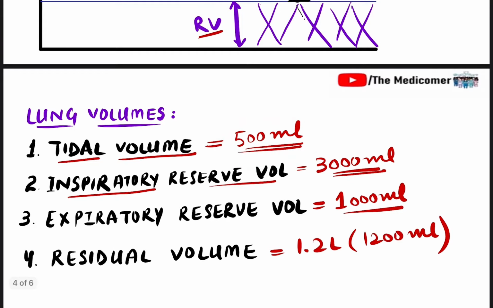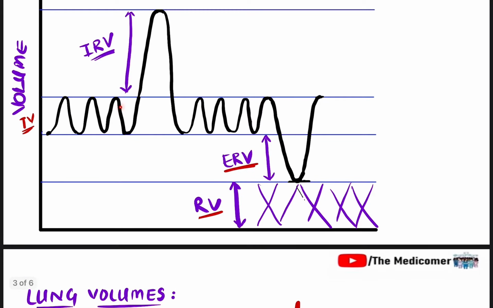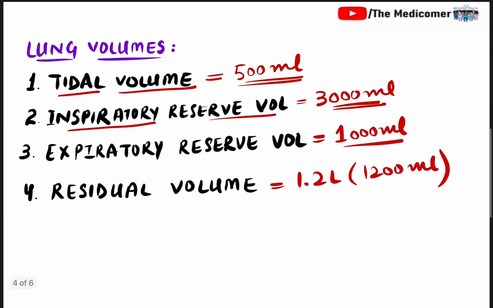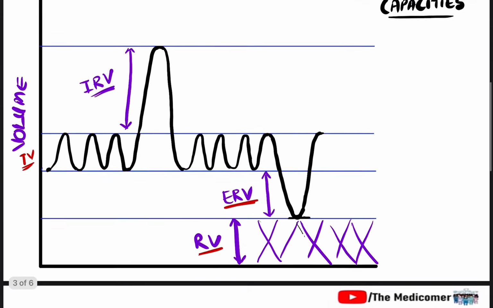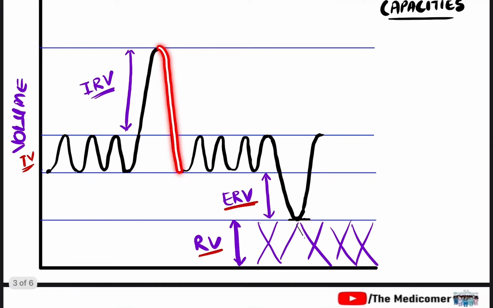Now inspiratory reserve volume is the extra amount of air. From this point the person started inspiring till this point, this was the tidal volume. Now the extra amount of air that the person breathes in by using force, by the effort of his respiratory muscles, is called the inspiratory reserve volume, and its value is approximately 3000 ml. Now the person has expired all this. Now again normal breathing, tidal volume.